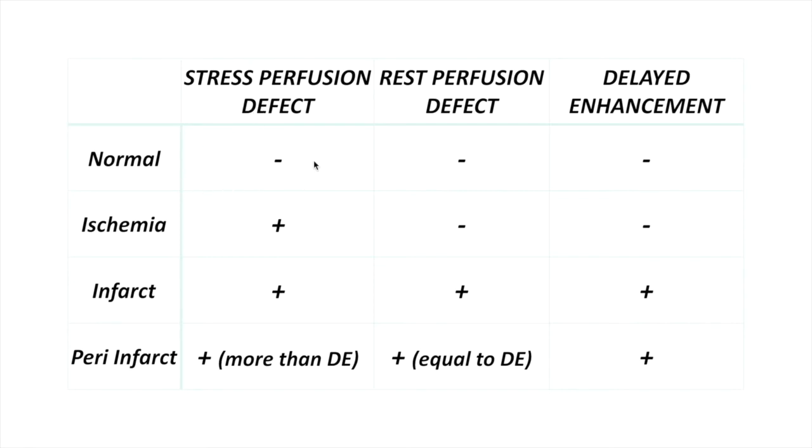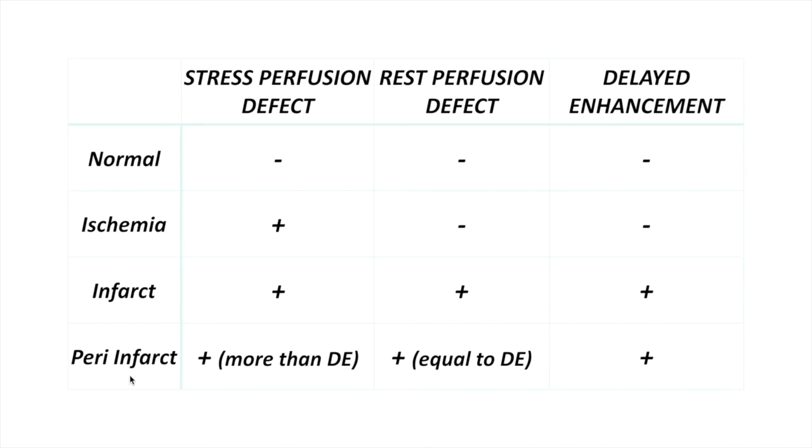A normal myocardial segment will not have a stress perfusion or rest perfusion defect or delayed enhancement. A myocardial segment which only has ischemia and no infarction will have a stress perfusion defect, but there will be no rest perfusion defect or any delayed enhancement. A segment which has infarction will have a perfusion defect at both stress and rest, and the same corresponding area will also have delayed enhancement.